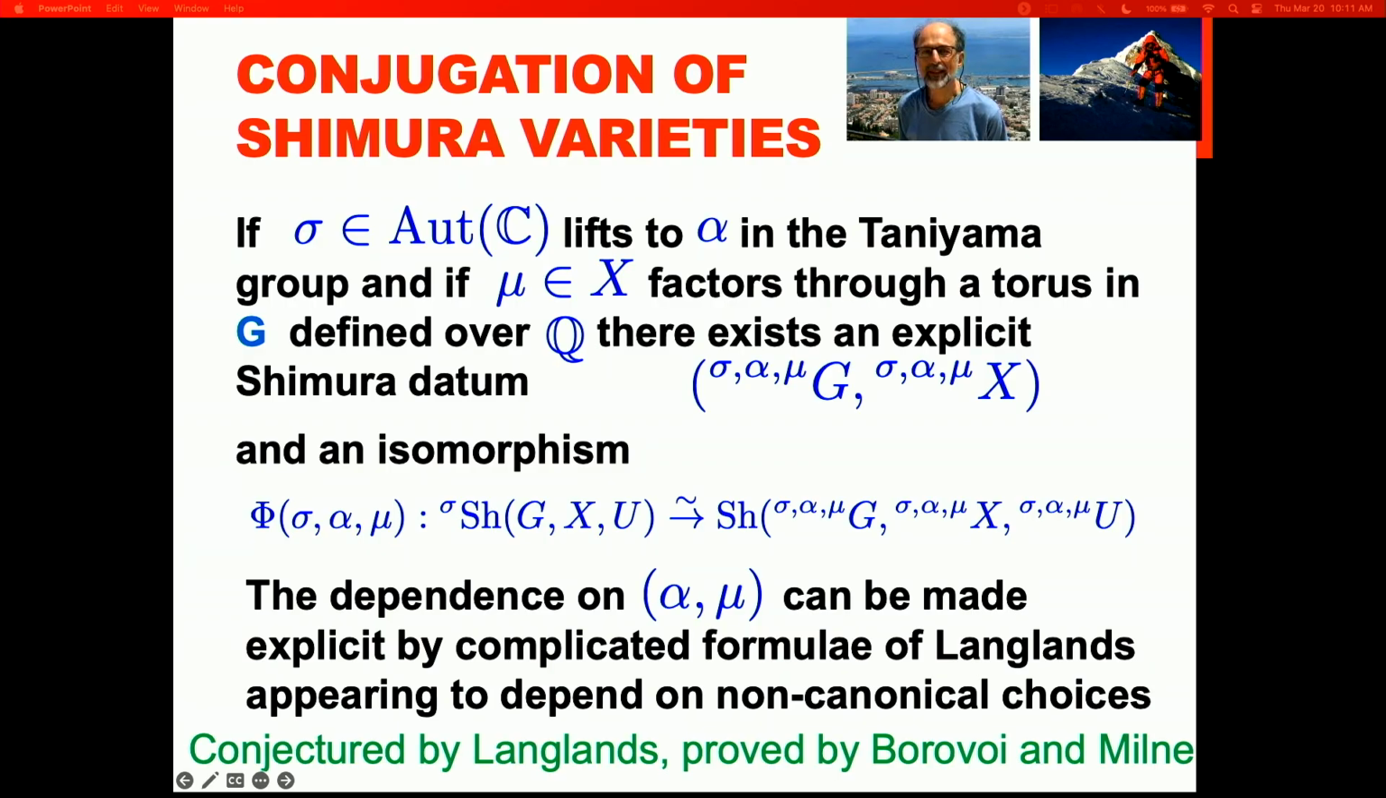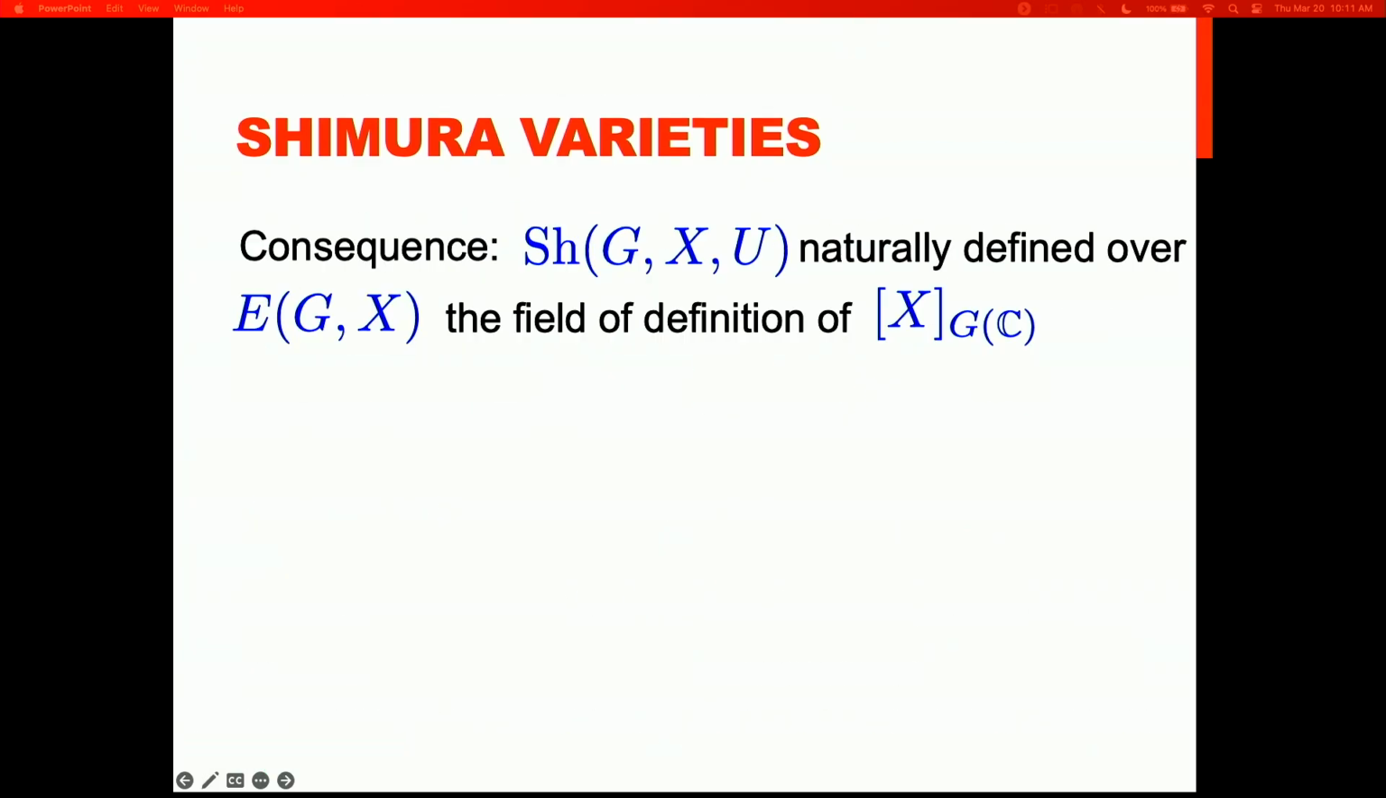And this was proved by Borovoy and Jim Milne, who's here, another of John's students. It's Borovoy. That you might not recognize, but I believe it's Jim Milne, near the summit of Everest. You can't see his face. And one consequence of this is that these Shimura varieties are always defined over number fields. In fact, a very particular number field, the field of definition of the geometric conjugacy class generated by X.